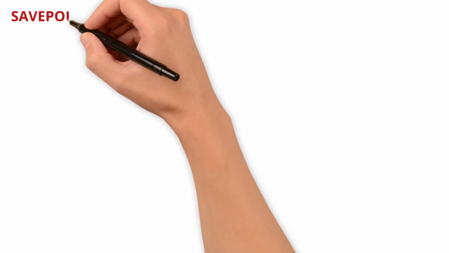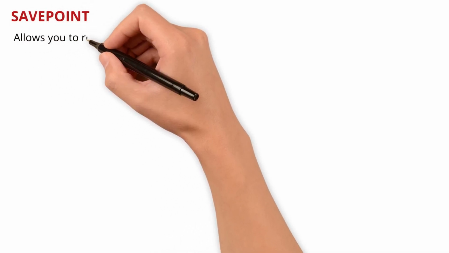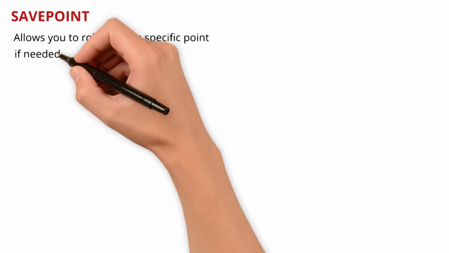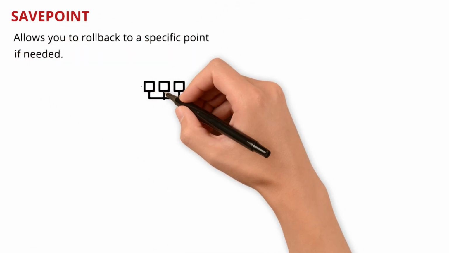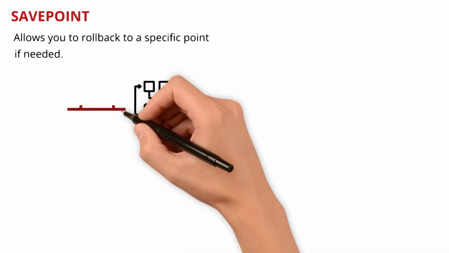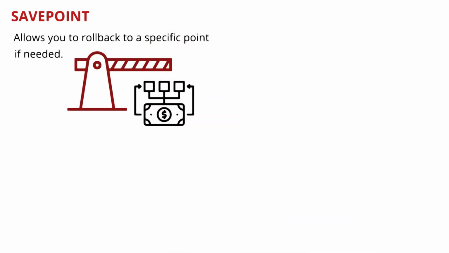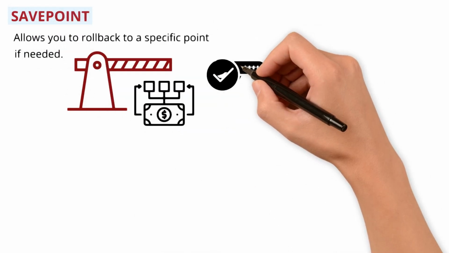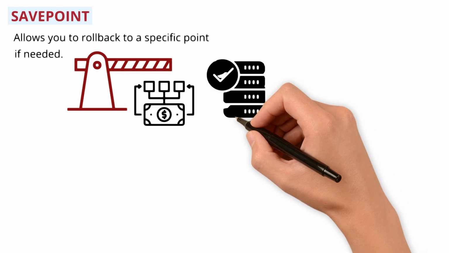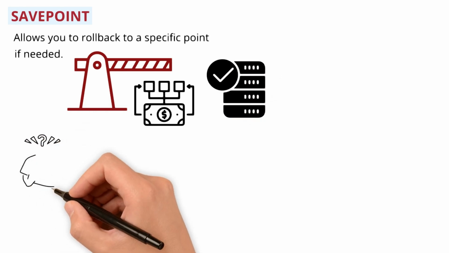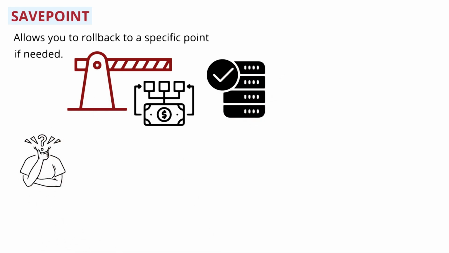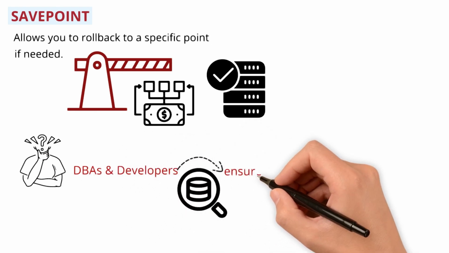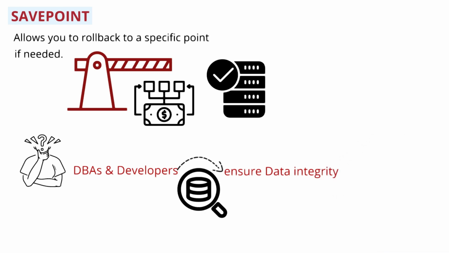Last one, savepoint. It allows you to roll back to a specific point if needed. Say, for example, I want to run a certain transaction, but after that, I don't want to run any. So you can use this savepoint to set a certain checkpoint so that it saves until that point. Again, who uses it? Primarily DBAs and developers who work with transactions to ensure data integrity.